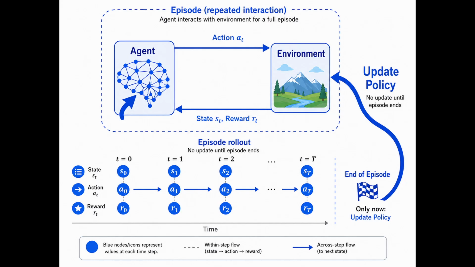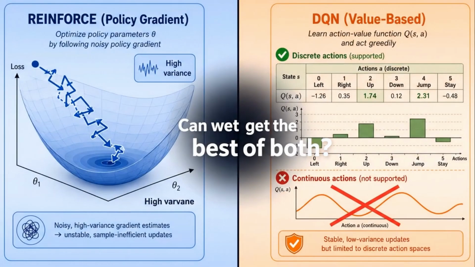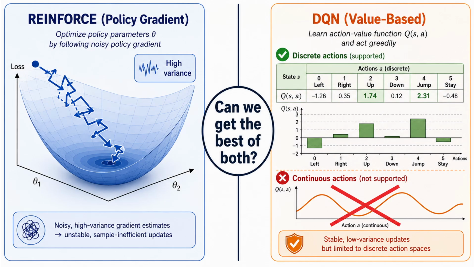∇θ J(θ) = E[∇θ log πθ(a|s) · G_t], where G_t is the return, the discounted sum of future rewards from time step t. The intuition: if an action led to high cumulative reward, increase its probability. If it led to low reward, decrease it. The problem: high variance. The return G_t includes all future rewards. It's noisy because it depends on every single thing that happens after the current step, including randomness in the environment. Training is slow and unstable.